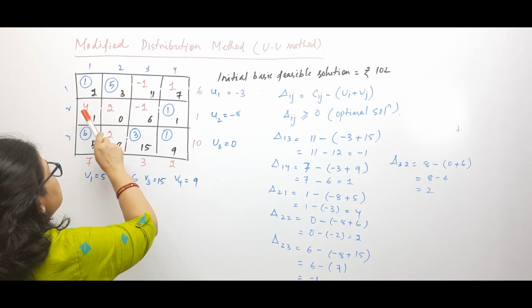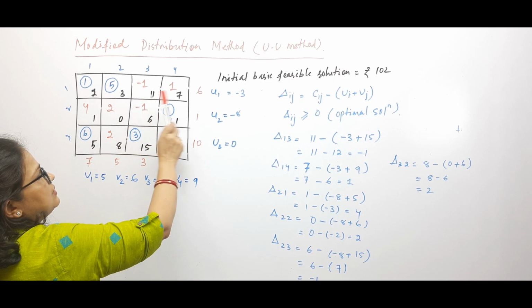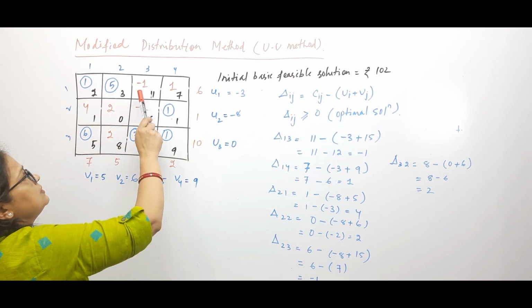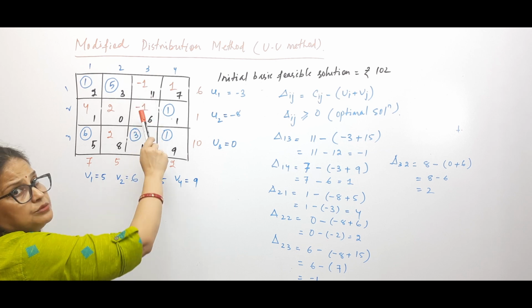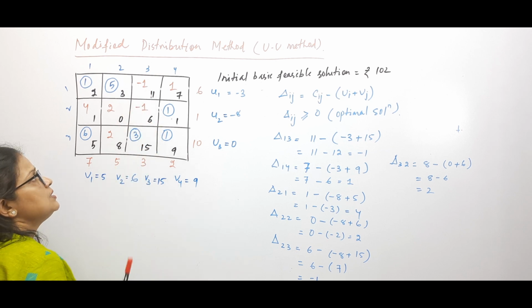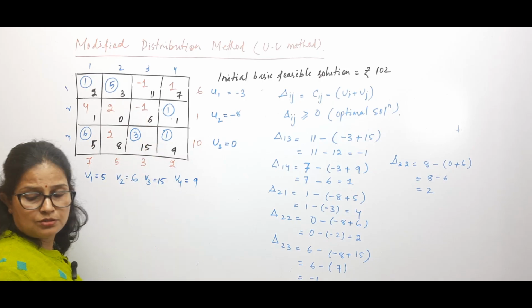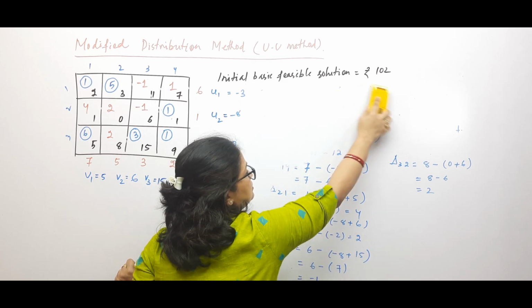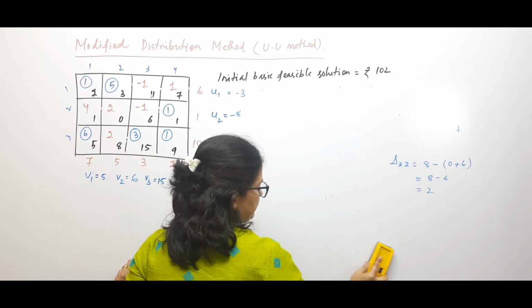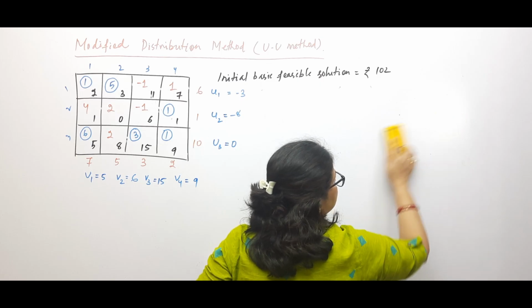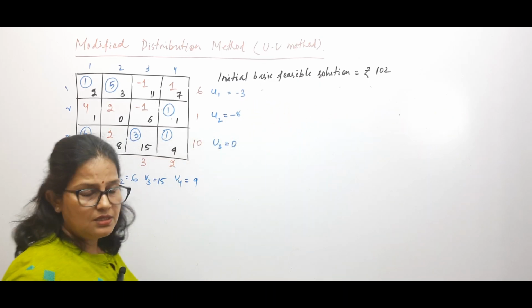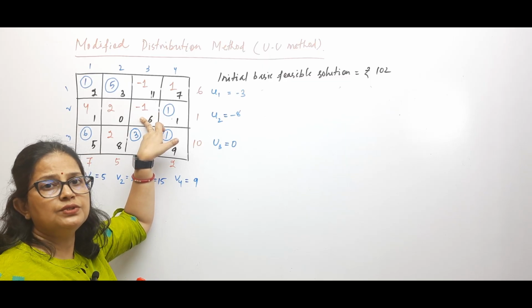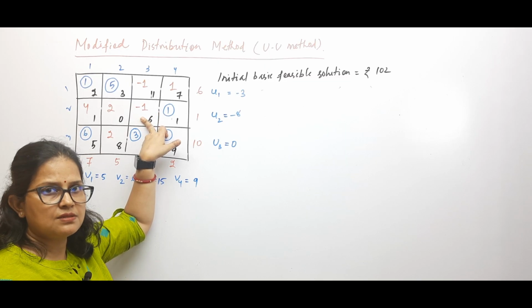Let us check the delta values. We want delta ij to be greater than or equal to 0, but here we are getting two negative values, minus 1 and minus 1. So this is not an optimal solution. We need to go for the optimality test, or the iteration. For this we need to go through the iteration process.